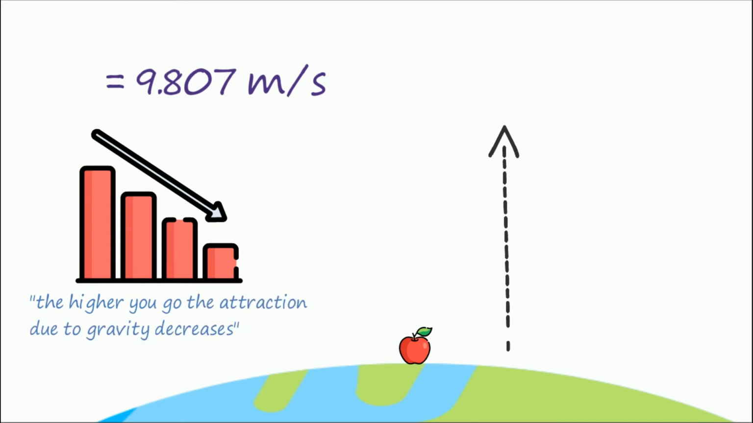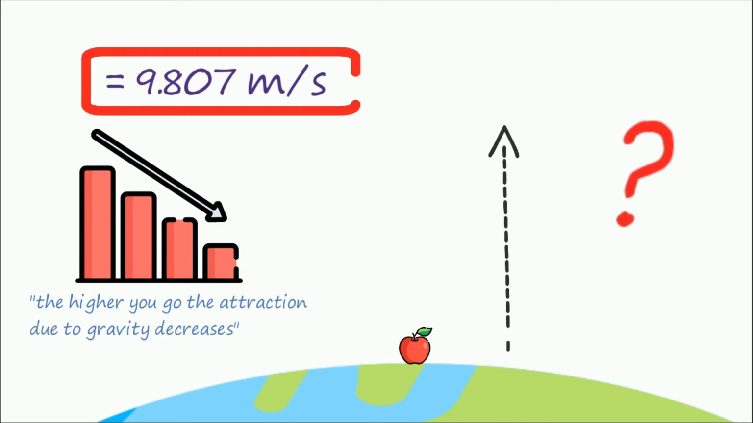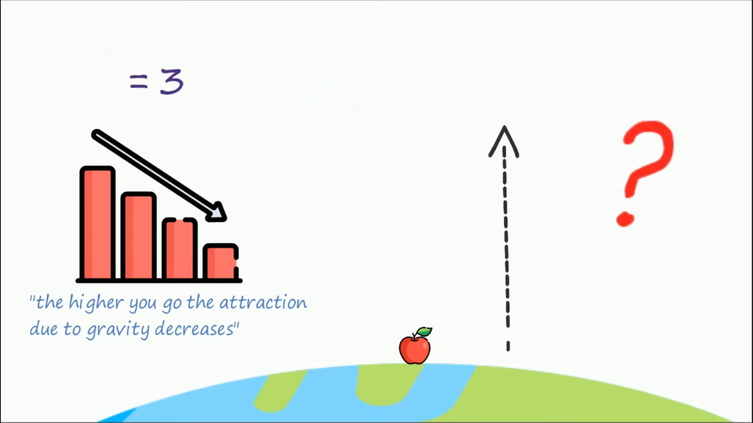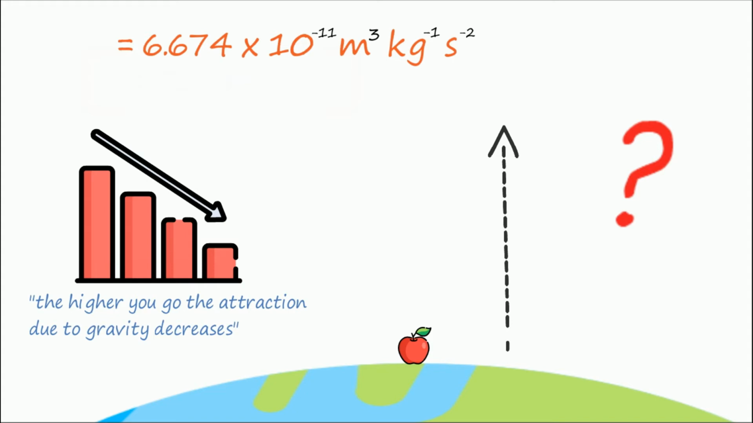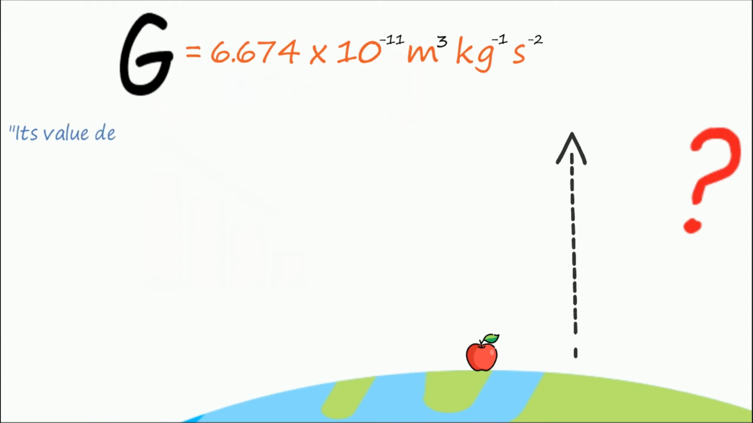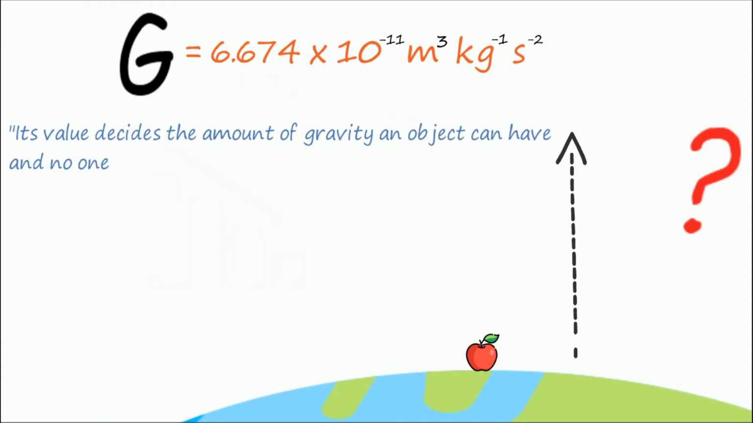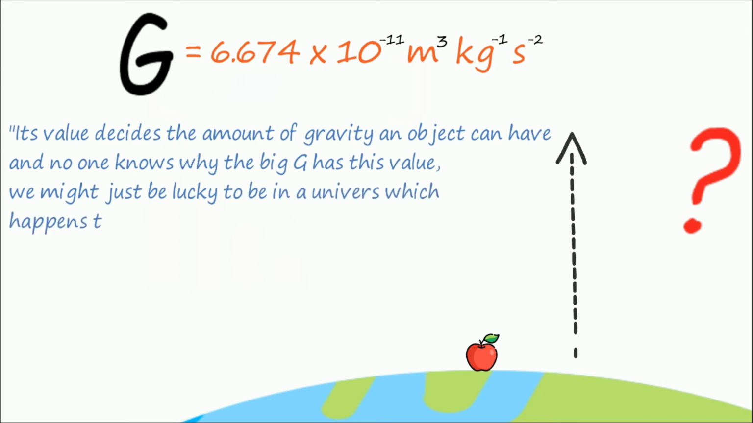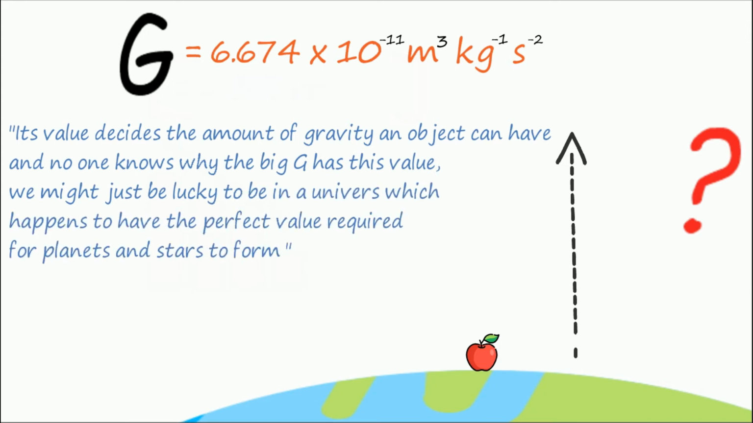The real question is why this exact value? Why can't it be 15 meters per second or 30 meters per second for the exact same mass and size? It's because of this constant value. It's also called the big G. Its value decides the amount of gravity an object can have, and this also decides the fate of the universe. If the big G was any bigger, the universe would collapse under its own gravity. And if it were any smaller, planets and stars would never form. So this particular value is really important.